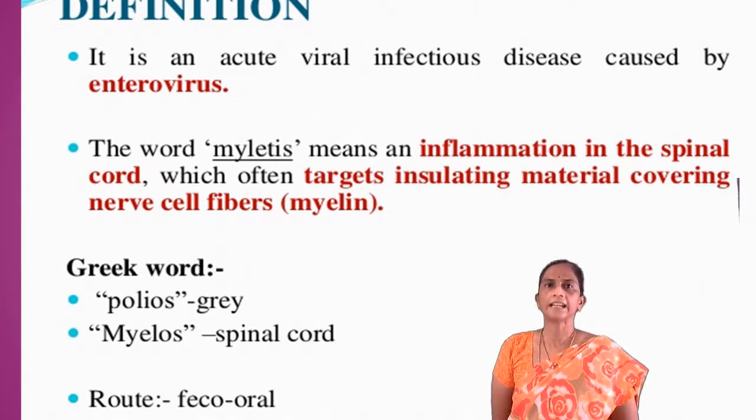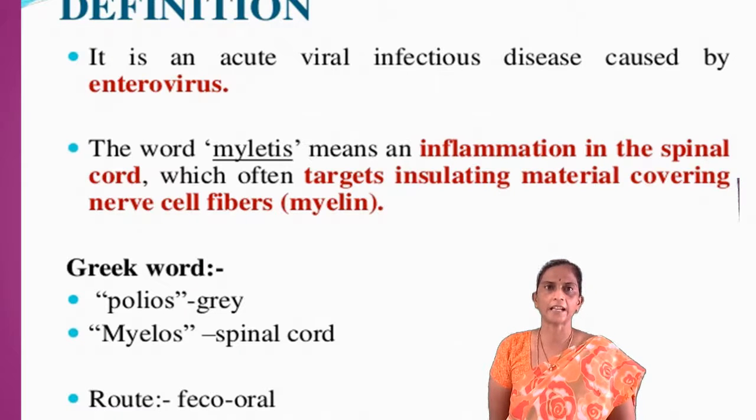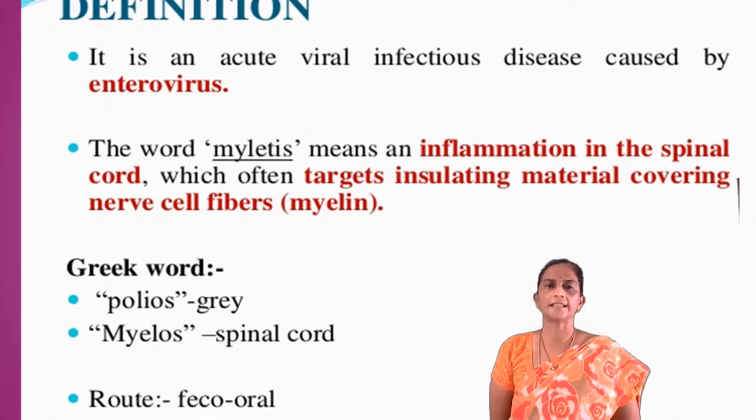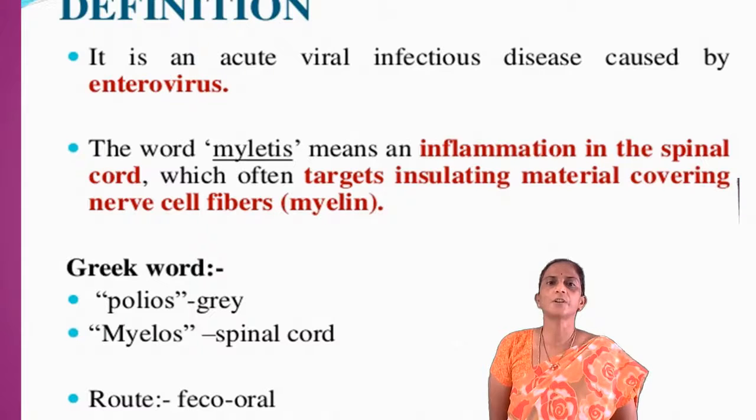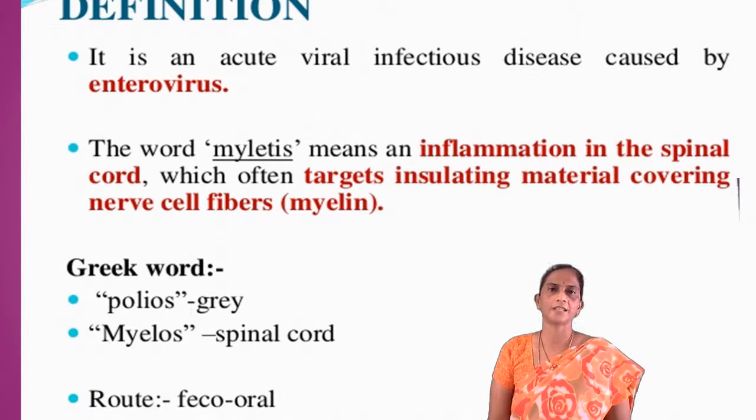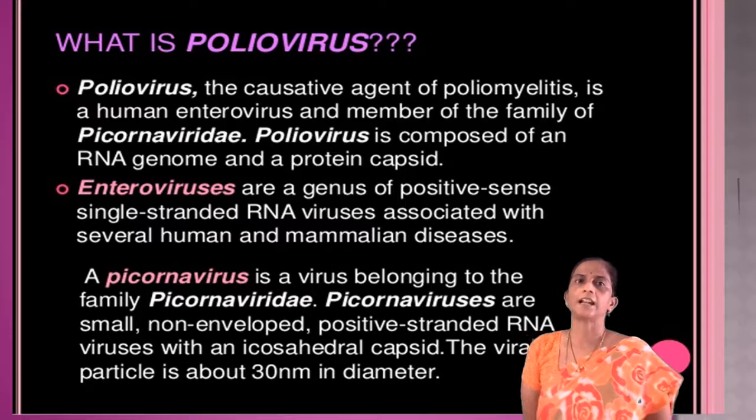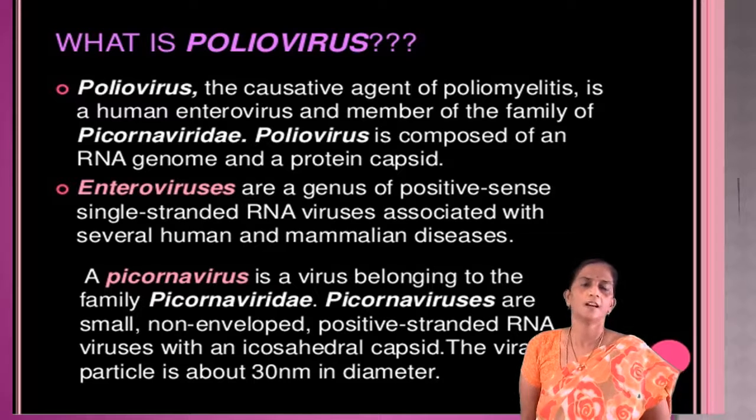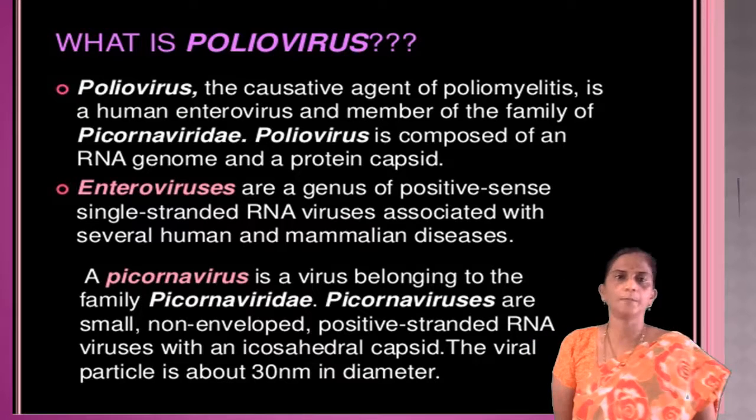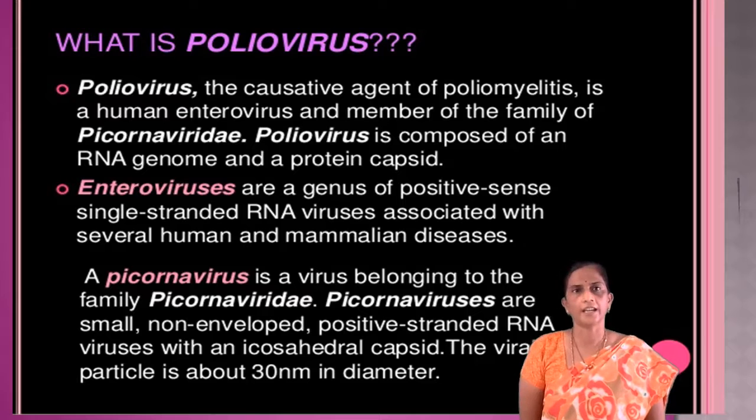The word myelitis means inflammation of the spinal cord. Poliomyelitis is a Greek word. Polio means gray matter. Myelos means spinal cord. There is an inflammation of the spinal cord, so it is called poliomyelitis. The transfer route is the fecal oral route, especially ingestion, intake of contaminated food and water. Poliovirus causes poliomyelitis. It is an enterovirus. It belongs to the family Picornaviridae.